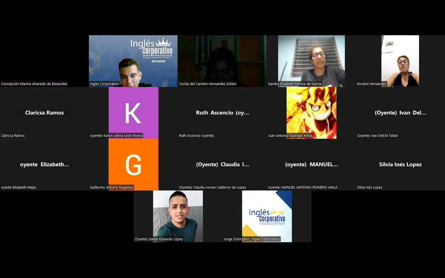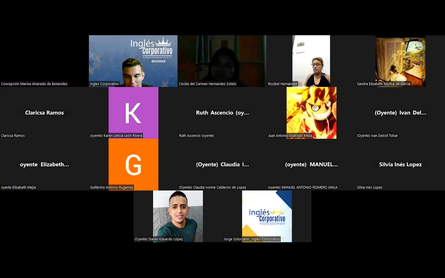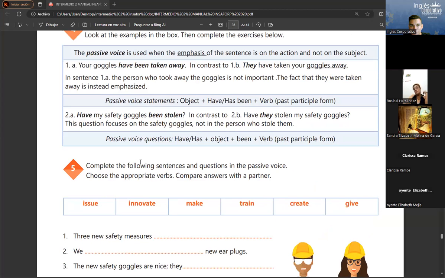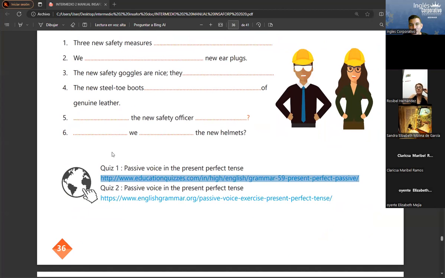Very good. Okay. Here in the manual says passive voice. Hold on. Okay, vamos a hacer el practice that we have here in the manual. I share the link at the chat. Can you see it? Here it is. I left the link in the chat. Can you open it?